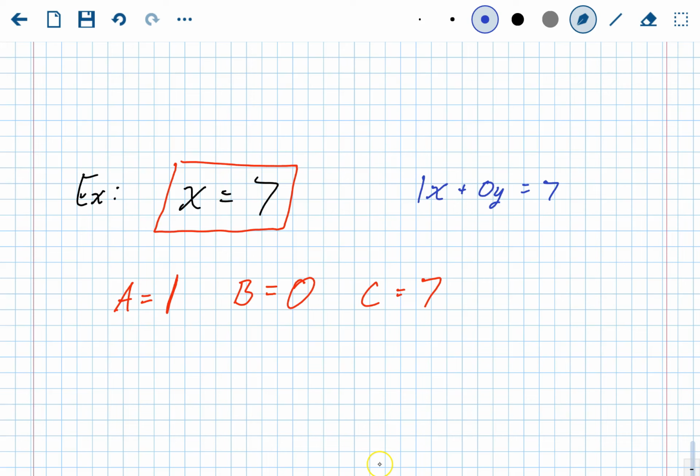Alright, so that is standard form of a linear equation. We'll talk about the other two forms in the next couple lessons.